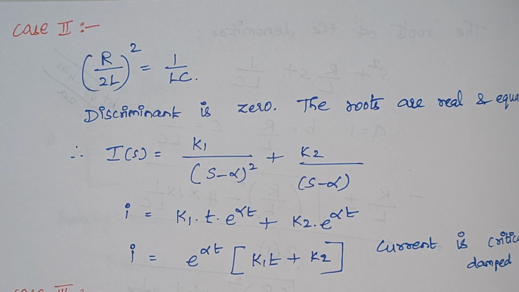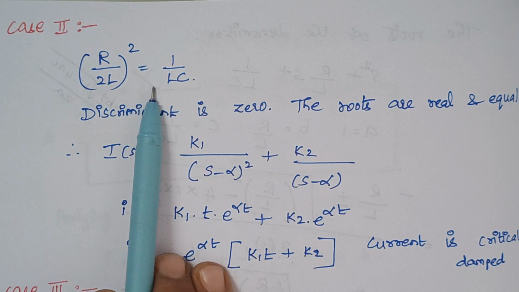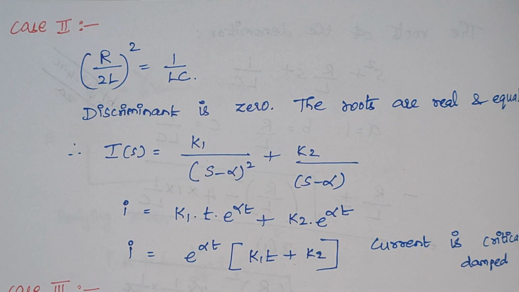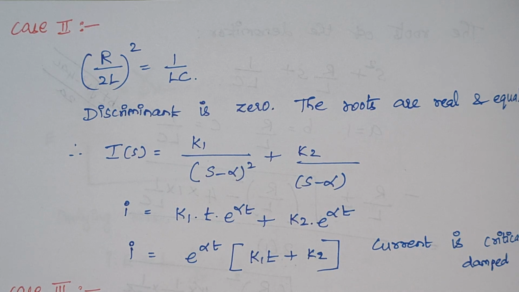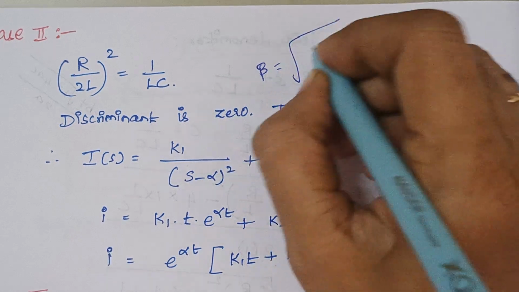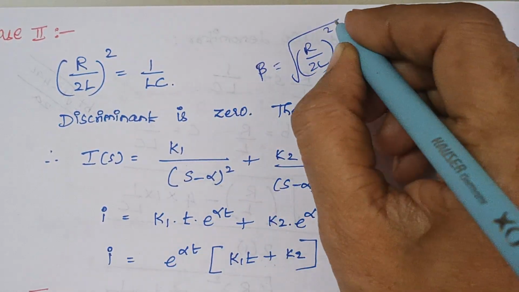When you look at our second case, when the value of r by 2l whole square is equal to 1 by LC, what happens when the values are equal? Then the value of beta becomes 0, because beta is nothing but the root of r by 2l the whole square minus 1 by LC.